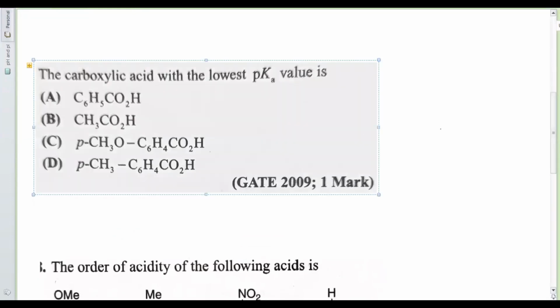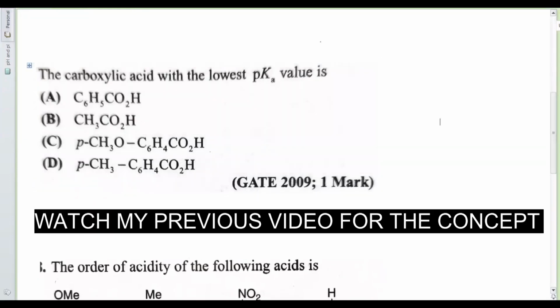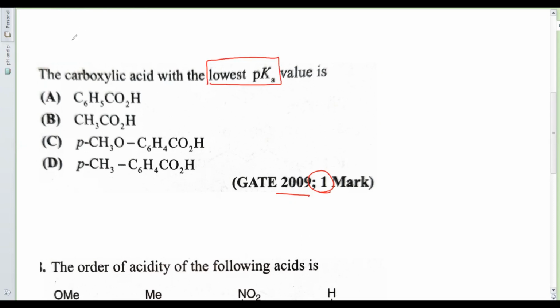So let us see the first problem that was asked in GATE in 2009 for 1 mark. They are asking you the carboxylic acid with lowest pKa value. I just gave you the relationship. Low pKa means more acidic. So here we are going to try to find which is the most acidic of them all. So let us see our options.